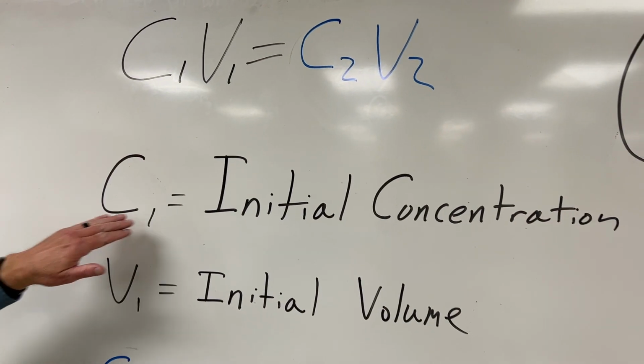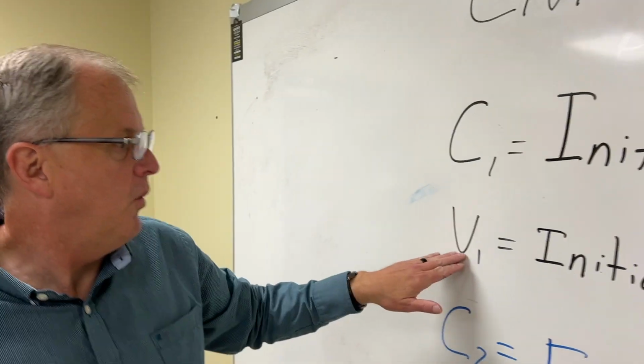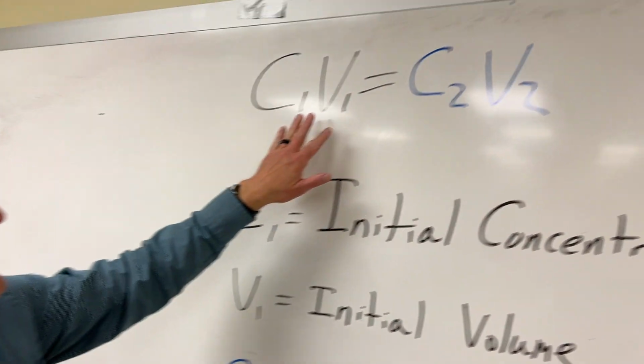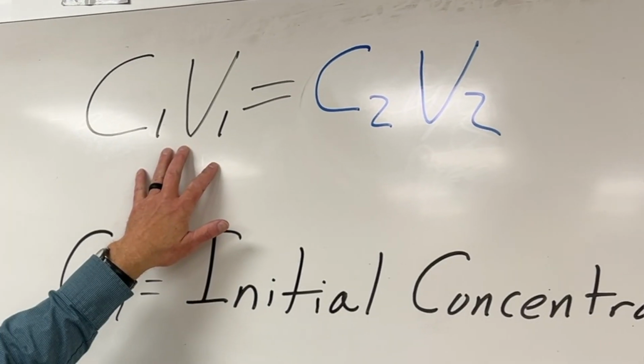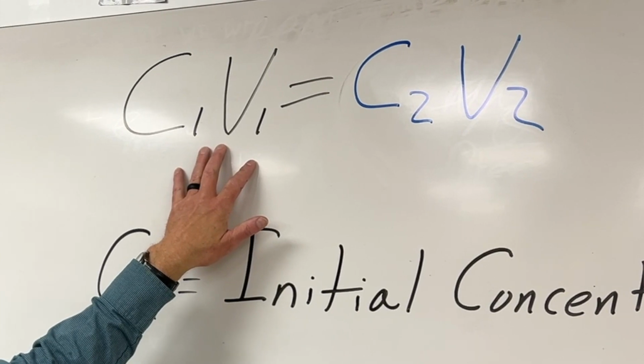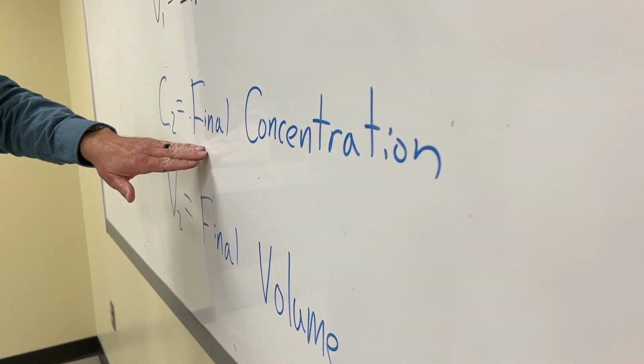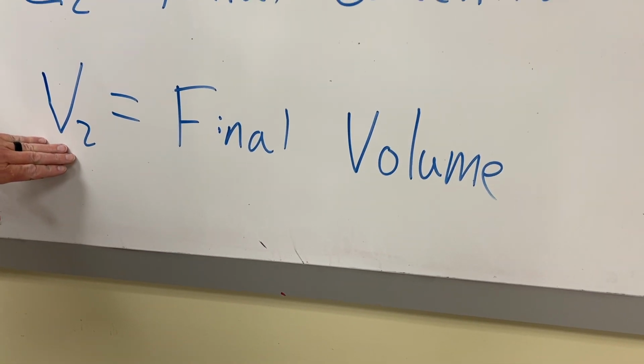C1V1. C1 is your initial concentration. V1 is your initial volume. We're going to hit this equation multiple times in multiple videos just so that you can see how we can use it in different ways. C2 is your final concentration. V2, that's the final volume.